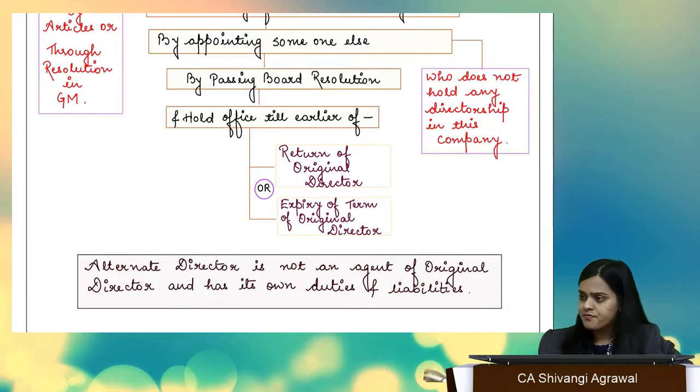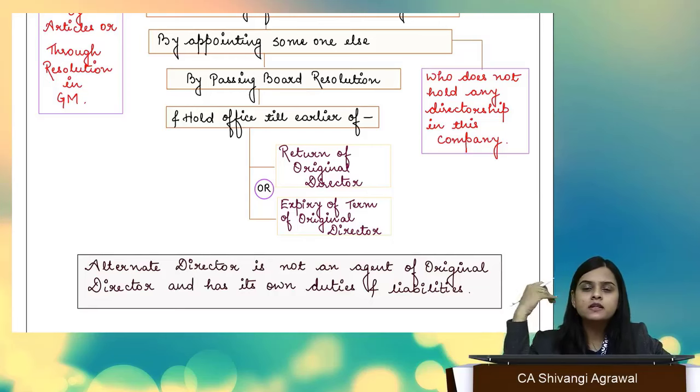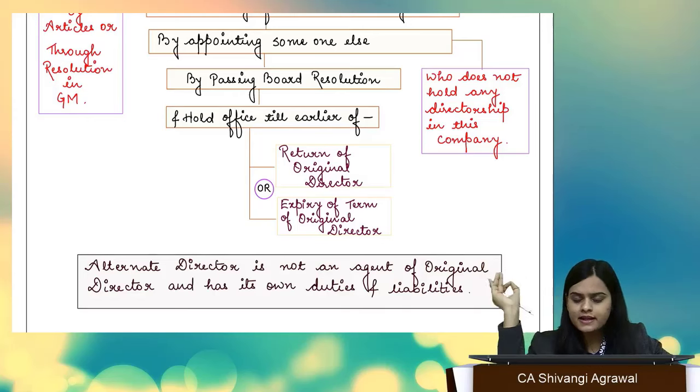For alternate directors, you have to remember all those basic points, that it does not matter whether the original director is going out of India for whatever purpose. So the purpose is not important. When he comes back, he has to vacate, right? So all these minute points also we have to remember.